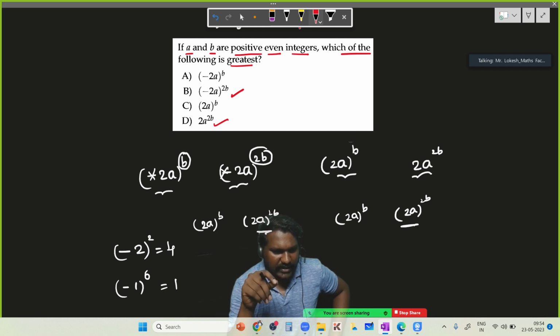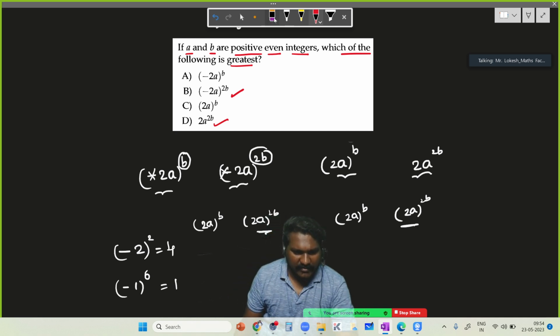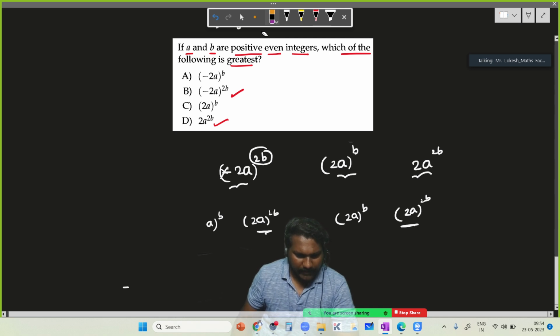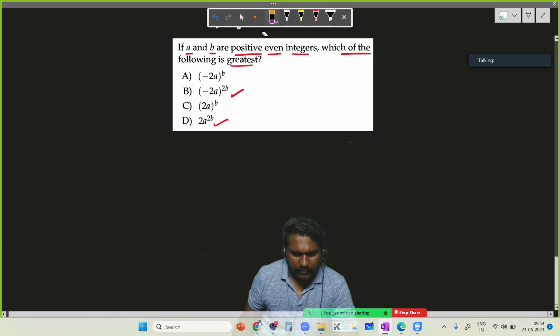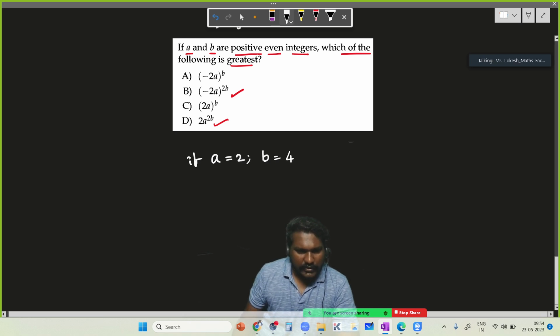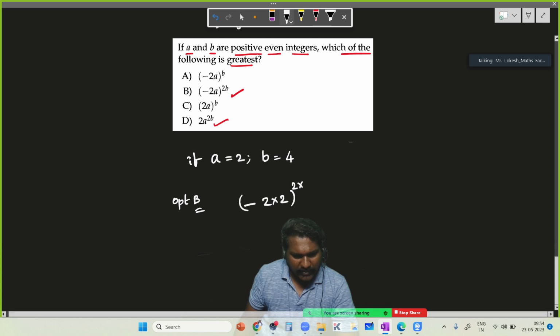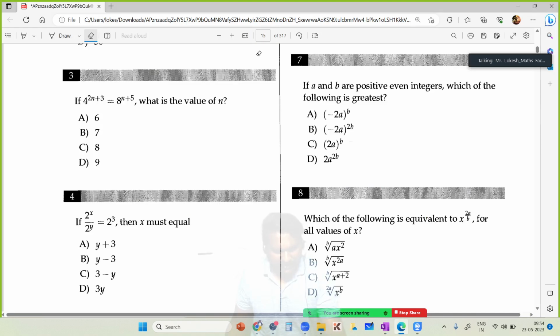A and B are positive even integers. Which of the following is greatest? So if possible, let me plug in some values. Let me take A as 2 and B as 4. Then let me check option B: minus 2 times 2 whole power 2 power 2 into 4. Which question is this? I think the seventh question.